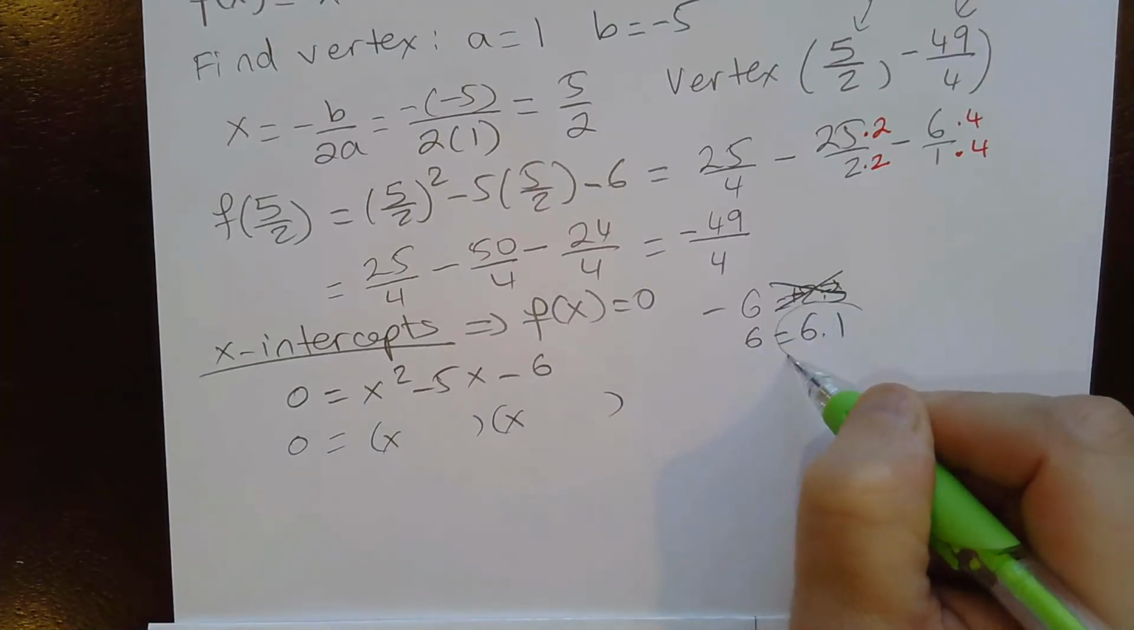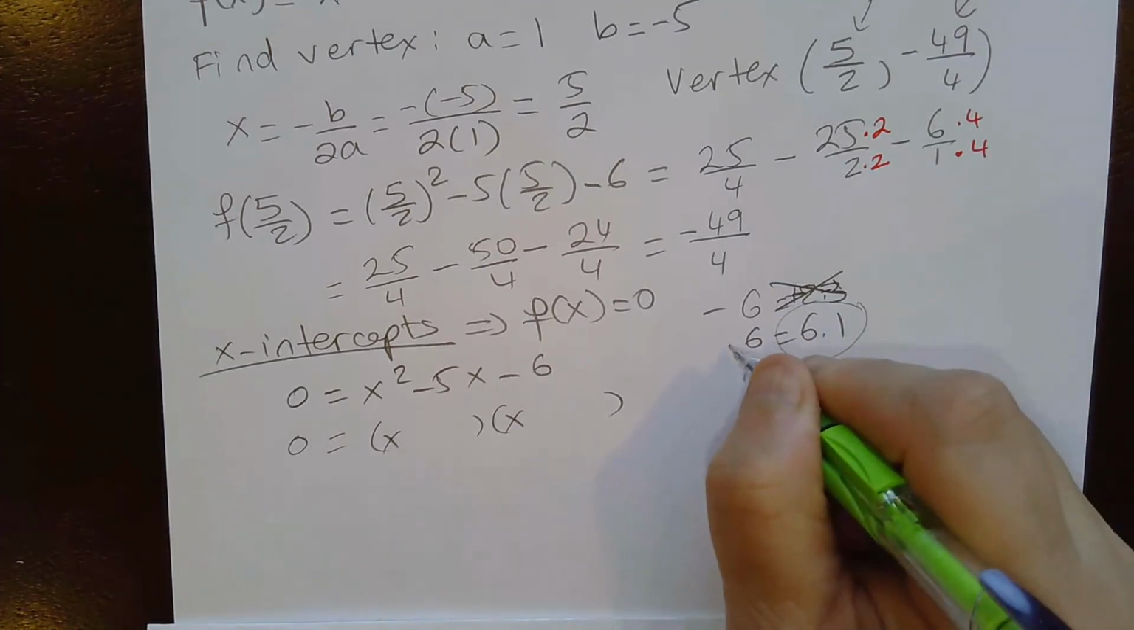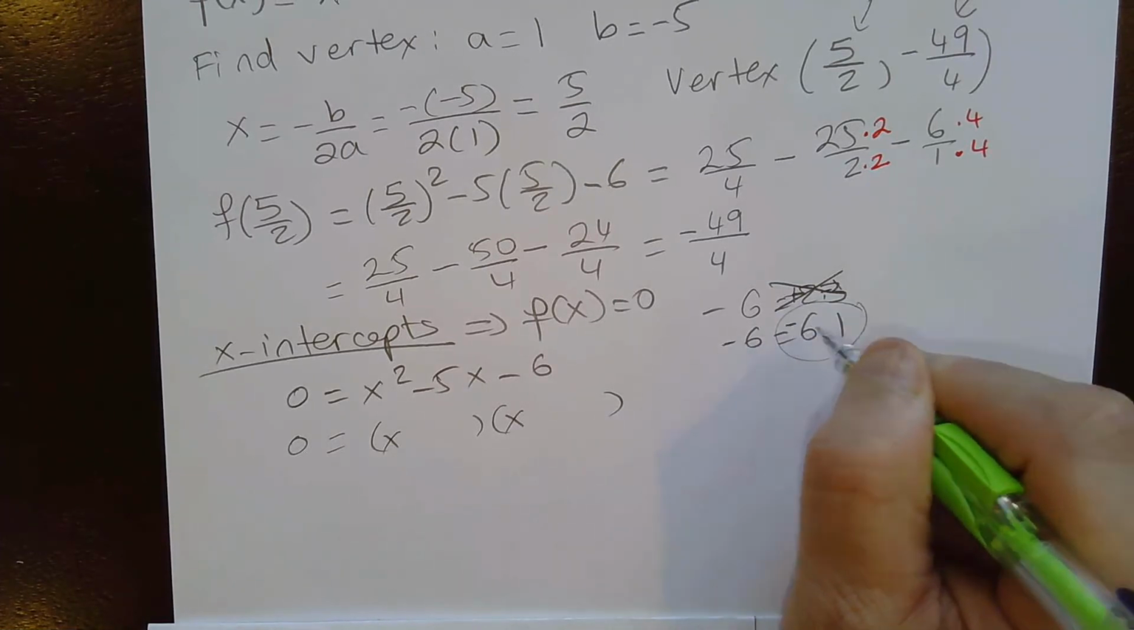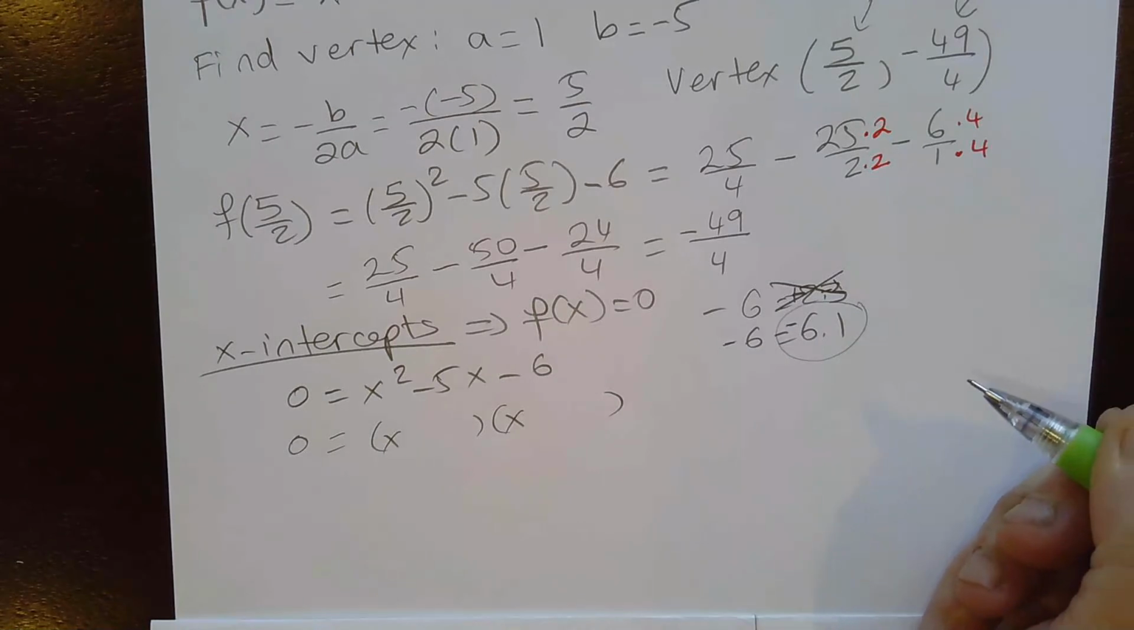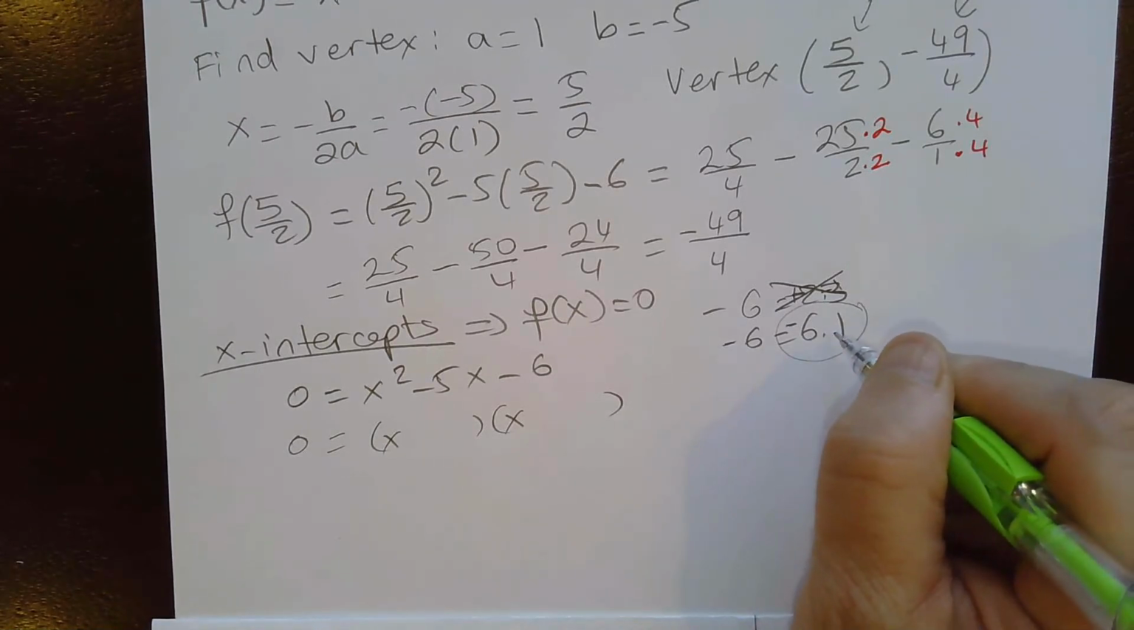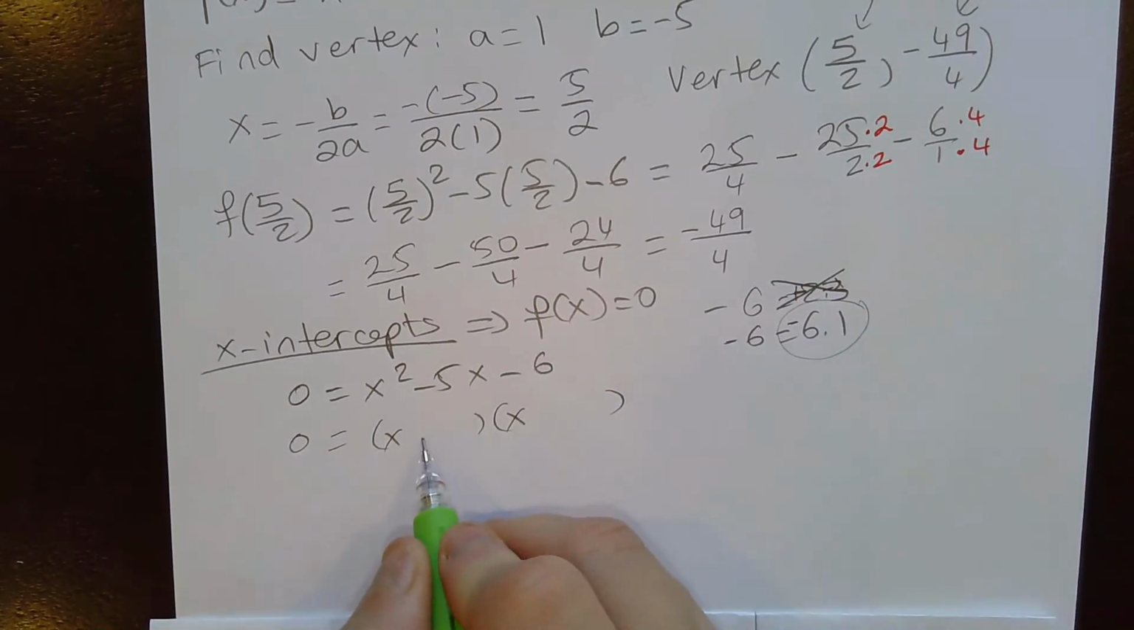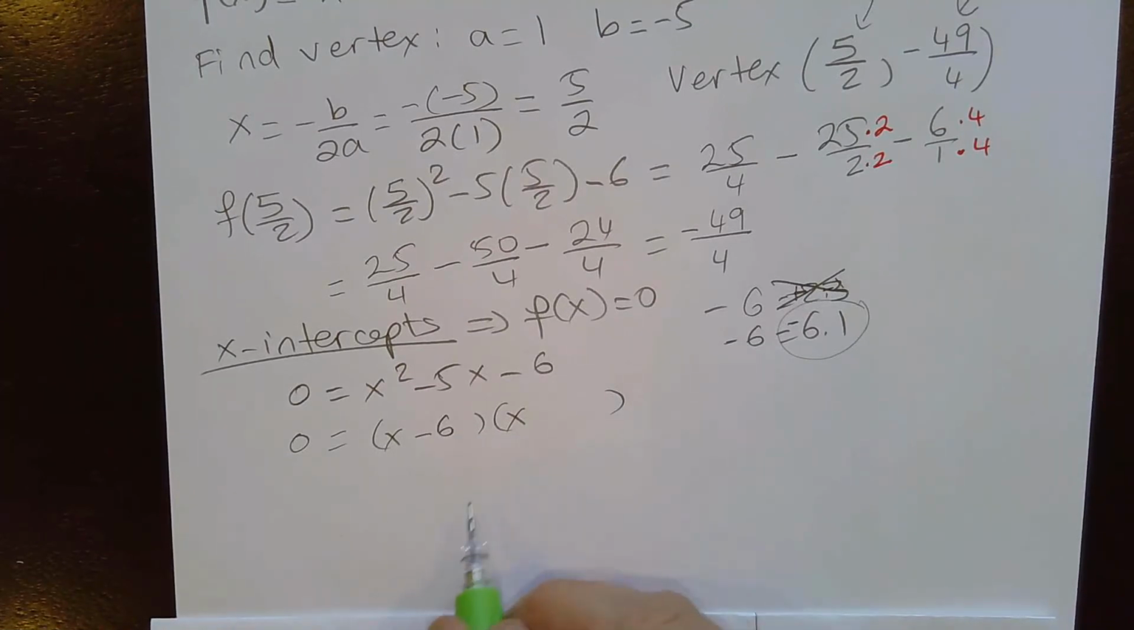This would be it. Negative 6 times 1 is negative 6, and negative 6 plus 1 is negative 5. So this is a correct one. It factors as x minus 6 times x plus 1. This is a correct factoring.